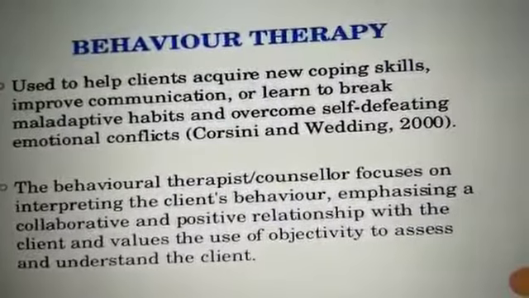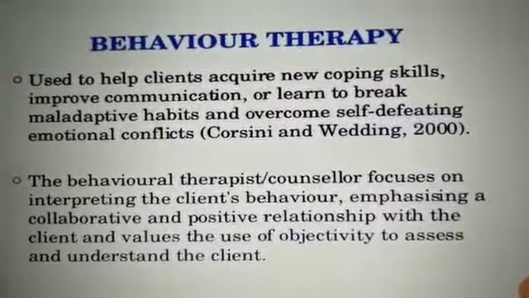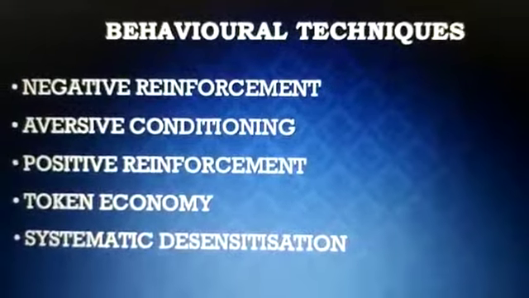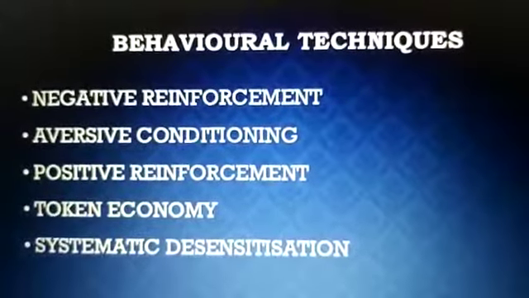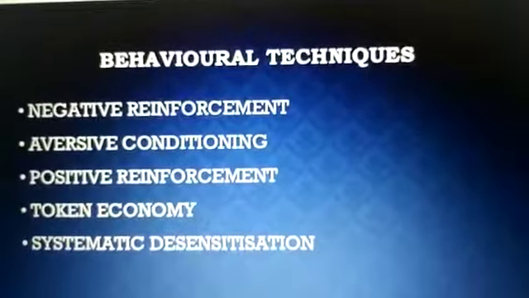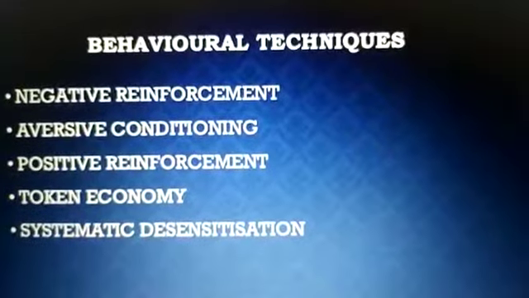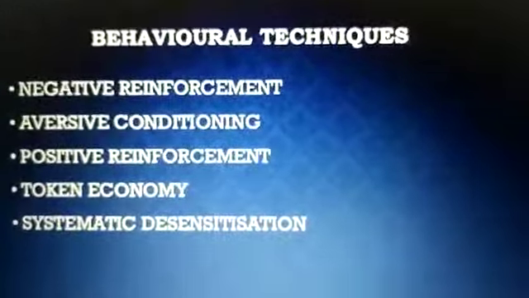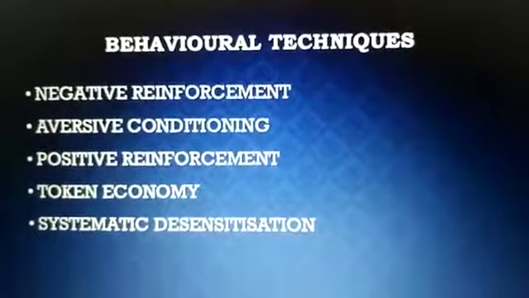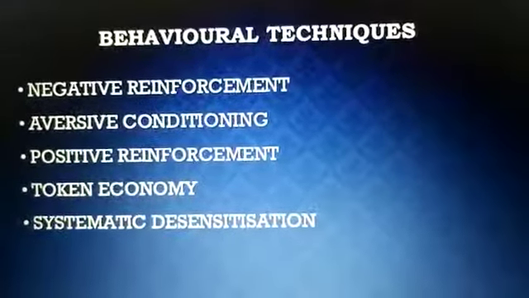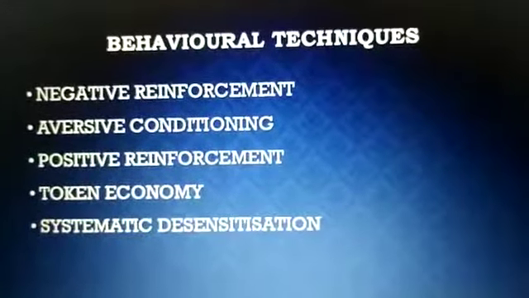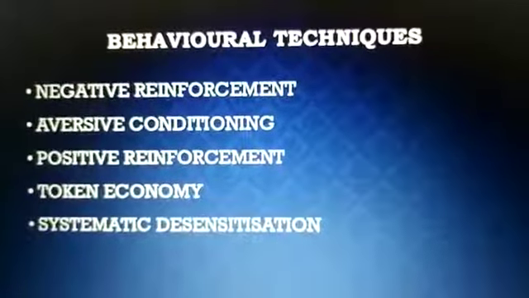So the different methods that are used by the therapist include different types of techniques. So children, it comprises negative reinforcement, aversive conditioning, positive reinforcement, token economy, and systematic desensitization. So children, the major principle of these techniques is to reduce the arousal level of the client, and alter or change the behavior through classical or operant conditioning. As we have studied earlier, reinforcement is used to increase the probability of the wanted behavior, which comprises negative reinforcement and positive reinforcement.